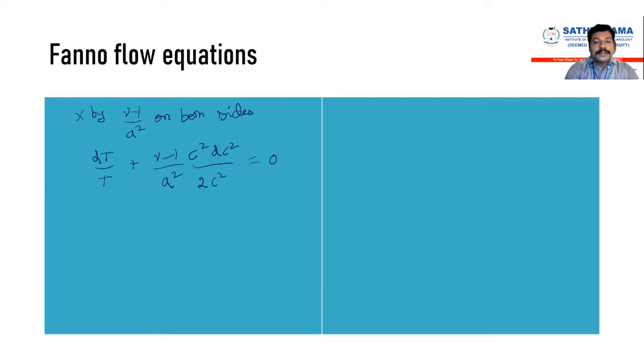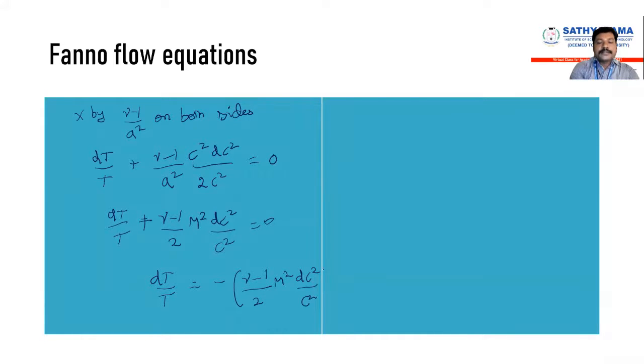Now in this, what is your C squared by a squared? It is M squared, right? So dT by T plus (gamma minus 1) divided by 2 M squared dC squared by C squared is equal to 0, right? And then what is your dT by T now? dT by T is equal to minus (gamma minus 1) divided by 2 M squared dC squared by C squared.